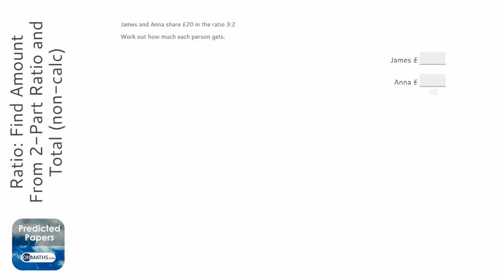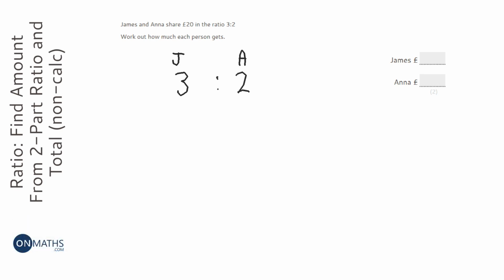Okay, so in this question, James and Anna share £20 in the ratio of 3 to 2. So James gets 3 for every £2 that Anna gets. So if you think about this as piles of money, James gets 3 of these piles of money and Anna gets 2 of the piles of money. So how many piles are there in total?